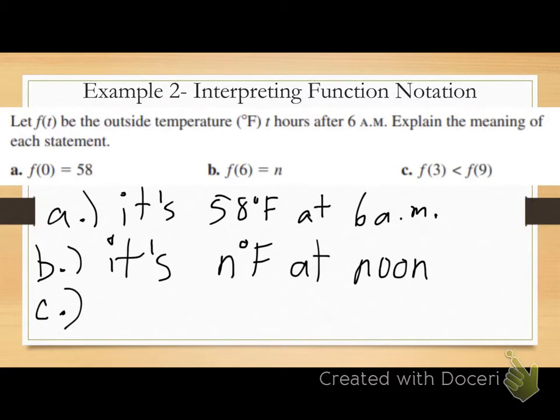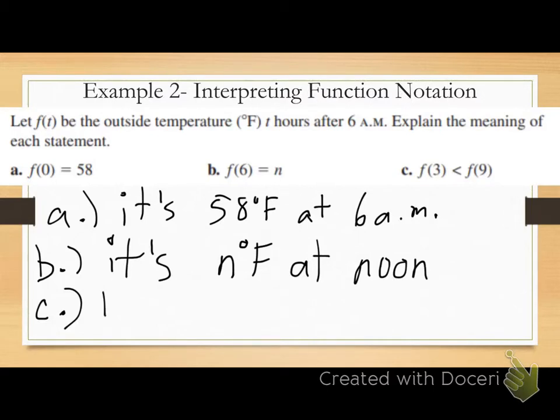F of 3 is what time? 9 o'clock. Because it's 3 hours after 6 a.m. Right? Remember, T is the number of hours after 6 a.m. So F of 3 is talking about 9 o'clock a.m. So the temperature at 9 o'clock is less than the temperature when? 3 o'clock p.m., right? 9 hours after 6 a.m. Yeah, that'd be 3 o'clock p.m. Does everyone see that? So don't think that F of 3 is talking about 3 o'clock. It's talking about 9 o'clock a.m.